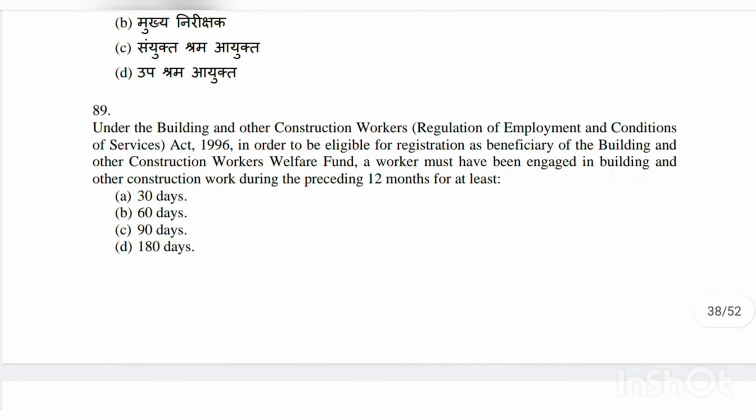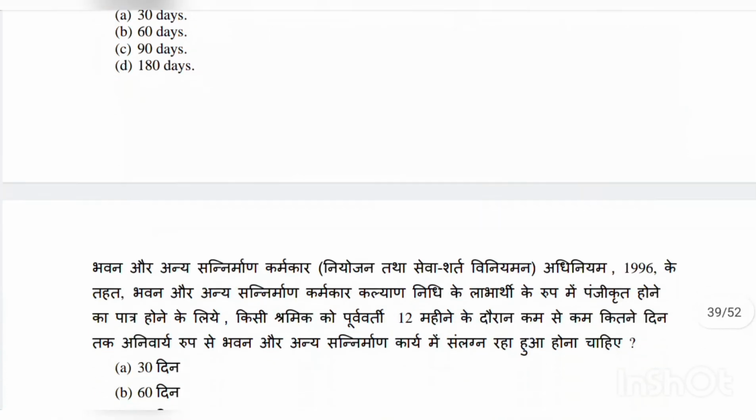Under the Building and Other Construction Workers Act, in order to be eligible for registration as a beneficiary of the Building and Other Construction Workers Welfare Fund, a worker must have been engaged in building and other construction work during the preceding 12 months for at least 90 days.